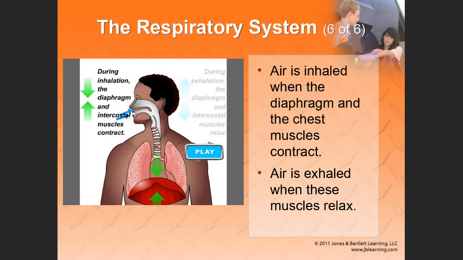Okay. Right. So there are two phases in ventilation: inhalation and exhalation. The inhalation phase is referred to as active because muscles contract during that phase. And the exhalation phase is referred to as passive because muscles relax in that phase.